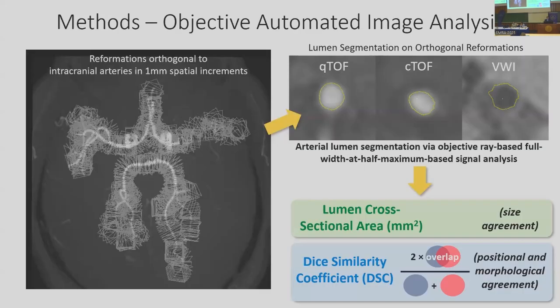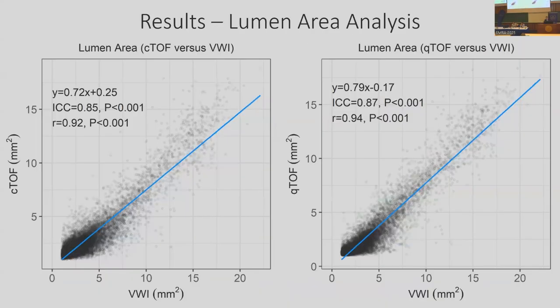So this slide is basically a tutorial summary of our methodology, where we constructed these reformations. We did lumen segmentation in an objective way, and we looked at these 2 metrics of lumen area and dissimilarity coefficient.